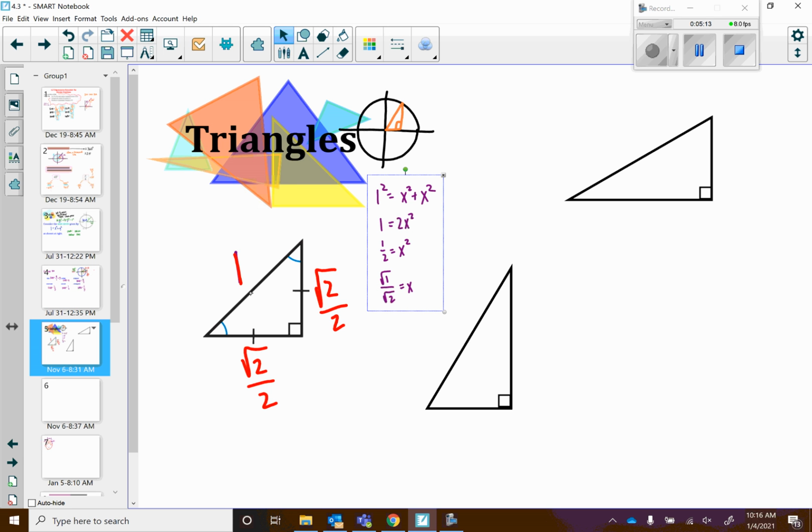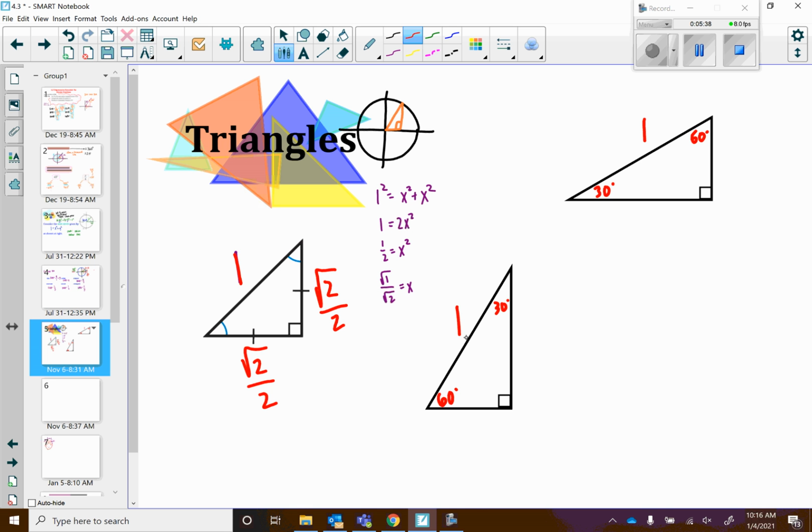So this is our 45, 45, 90 triangle. If we look at our 30, 60, 90 triangles, 30, 60, and again, we're going to make our hypotenuse 1 because we are eventually going to take these triangles and add them to our unit circle.